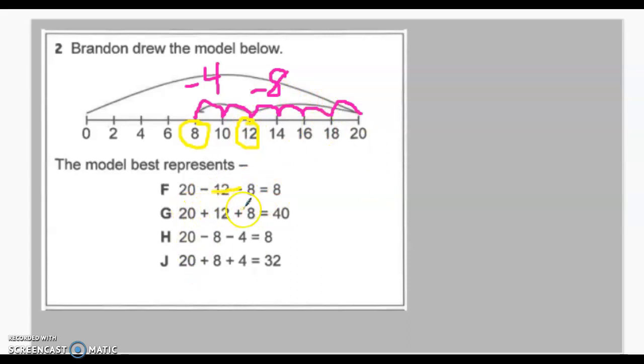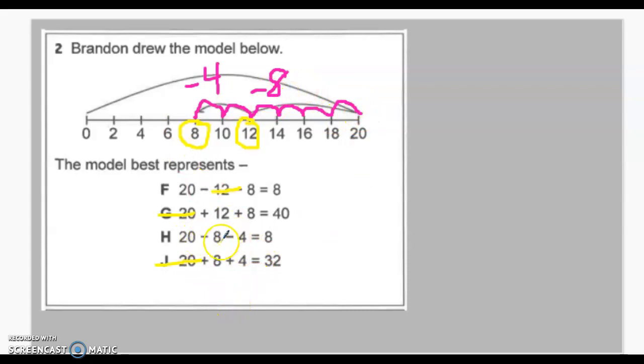20 plus 12 plus 8 equals 40. Well, you land on 8. This is your final answer, okay? So if your answer does not equal 8, that is not your correct answer. So I can cross that one out, and I can cross that one out because that says it equals 32. And we are not adding, we are subtracting.